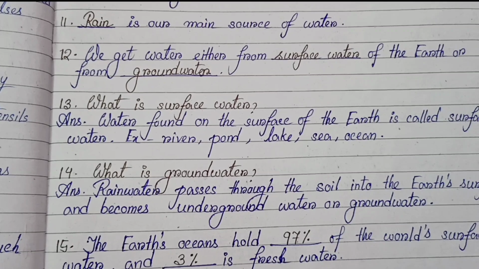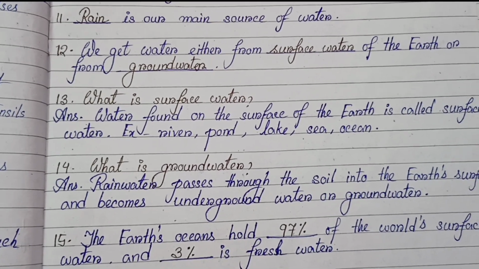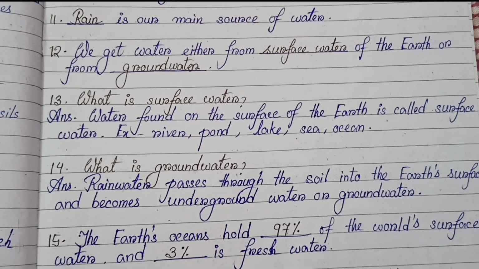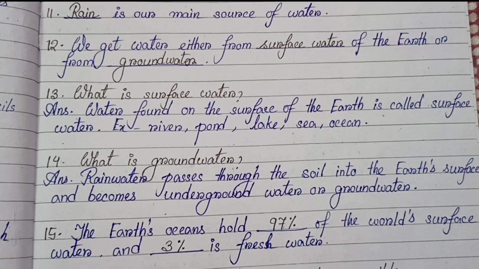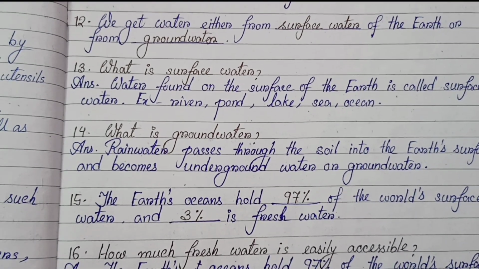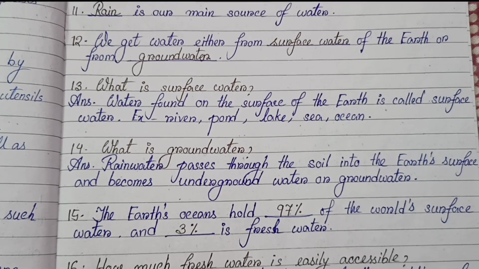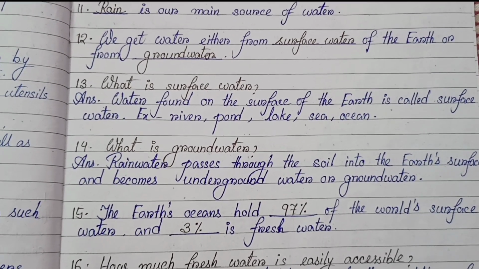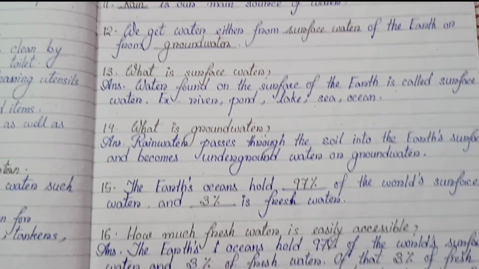Number 13, what is surface water? Water found on the surface of the earth is called surface water. Example, river, pond, lake, sea, ocean. Number 14, what is groundwater? Rainwater passes through the soil into the earth's surface and becomes underground water or groundwater.